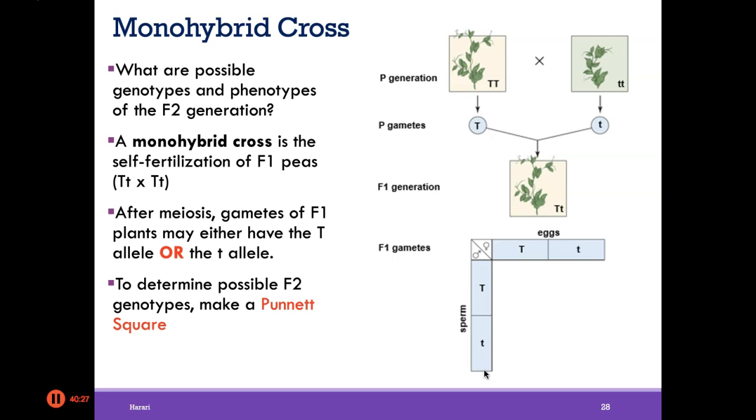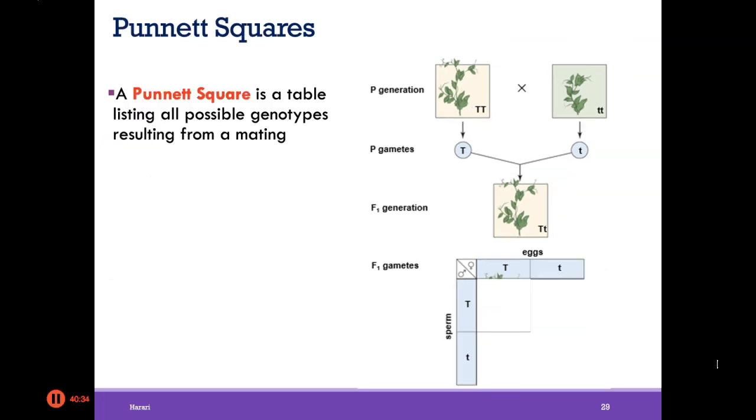So to determine the possible F2 genotypes, we make what's called a Punnett square. This is a Punnett square. And a Punnett square is a table that lists all the possible genotypes resulting from a mating. So basically a Punnett square is saying, okay, here are the two possibilities of the eggs. An egg can have big T or little t. A sperm can have a big T or a little t. But we know that this big T egg can go with this big T sperm or this little t sperm. This big T sperm could go with this big T egg or this little t egg, and vice versa. So a Punnett square is a way to organize all these different possibilities.